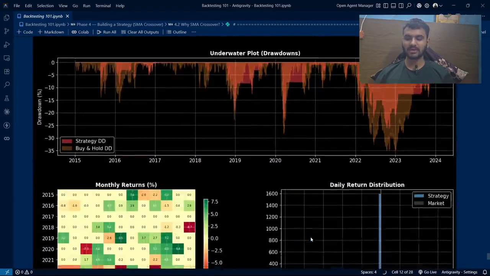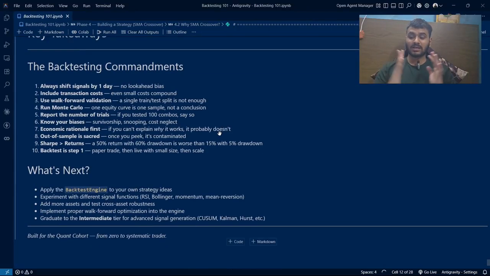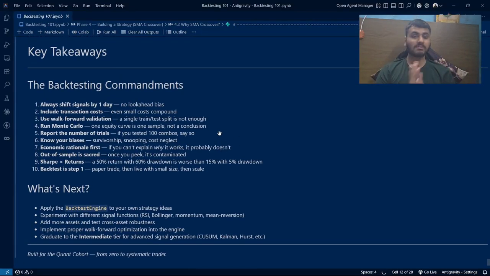Now, key takeaways before we end, the backtesting principles, commandments that you should always follow: always shift signal by 1 day, include transaction cost no matter what, use walk forward validation to ensure your strategy is profitable, run Monte Carlo, and track the number of trials. If you tested 100 combos, accept it and say so when you're prompting AI to vibe code it for you and validate the strategy for you. And know your biases, what biases you're including: survivorship, snooping, cost neglect.